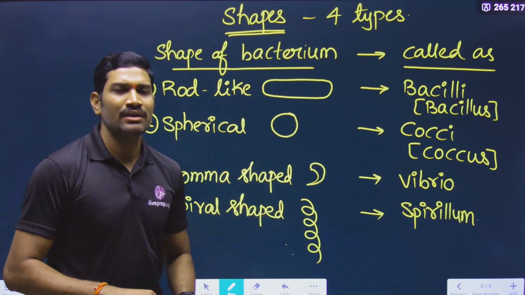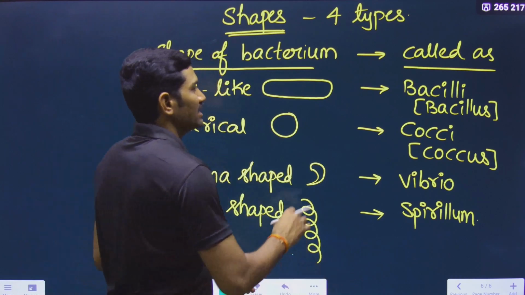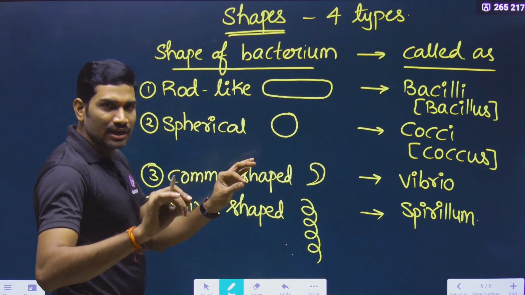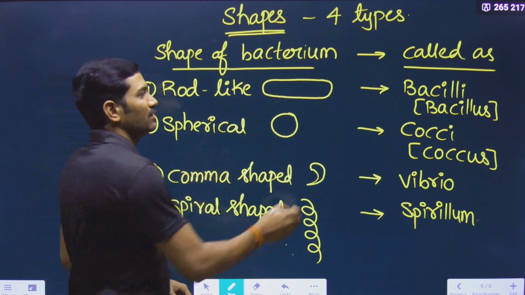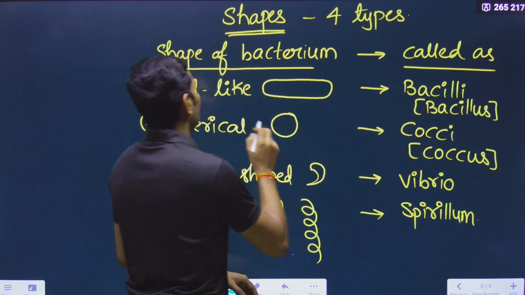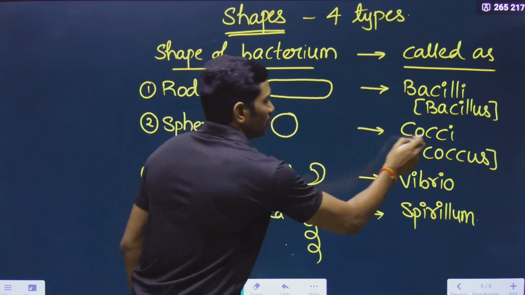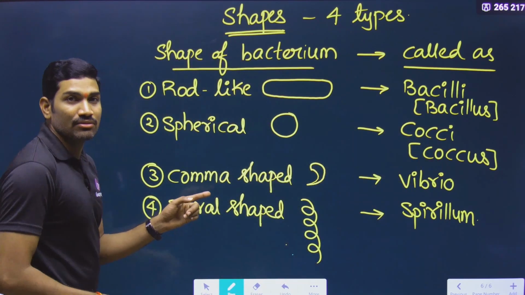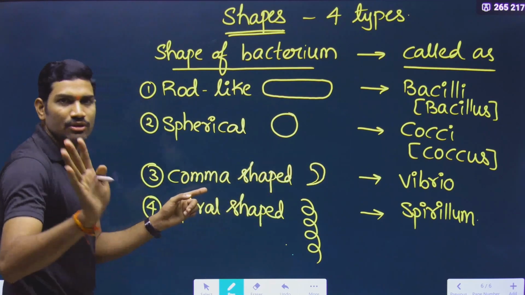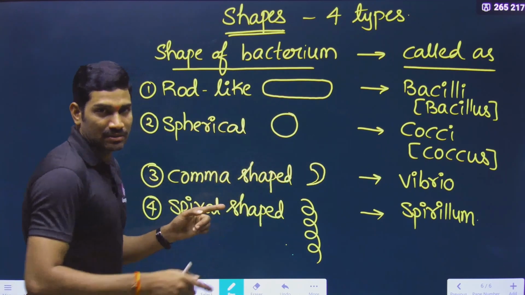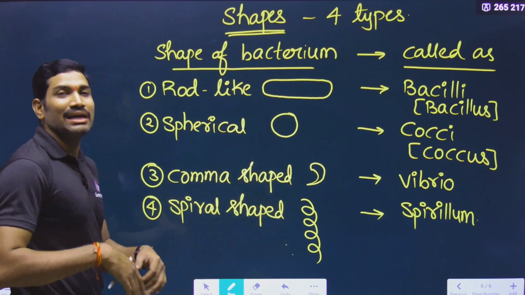Direct questions. And sometimes they will give a matching. So they will give a pair, and you need to identify the correct or incorrect pair. They will give bacillus, hyphen, rod-like, and then coccus, hyphen, comma shaped. Now we just see, is coccus comma shaped? No. So it is an incorrect pair. So in this way, identify the correct pair, identify the incorrect pair.